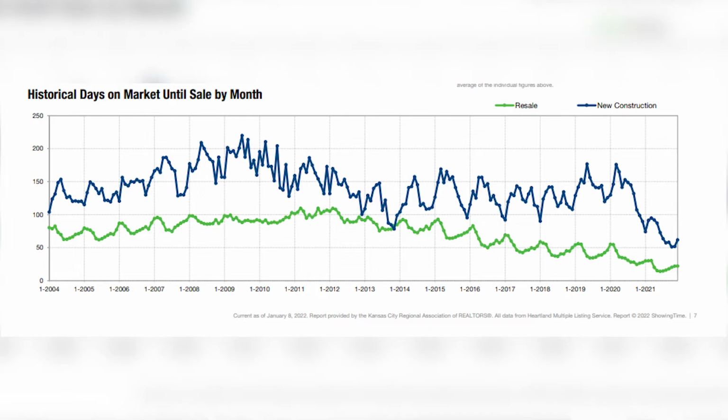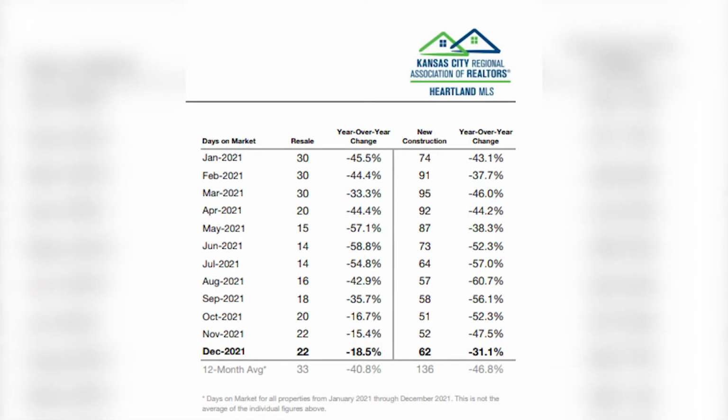And now it's just plummeted down to what was in December of 2021, just 22 days. In fact, this summer, it was only 2 weeks. 2 weeks for a property to sell on average. That's just crazy fast and is leading to the lack of inventory on the market. But clearly the days on market is something that's absolutely outstanding.